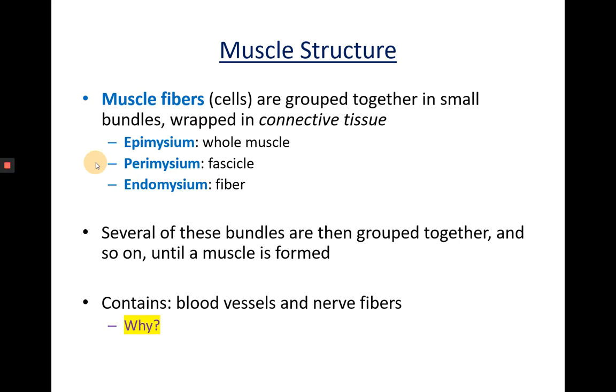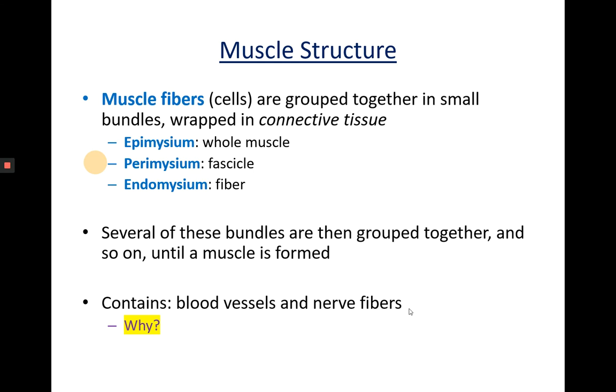All right. Other things that you will notice are that it's also going to contain blood vessels and nerve fibers. And this is going to be really important because if you think about what a muscle does, it needs to contract and relax a lot. So it's going to involve a lot of energy. And why would you need lots of blood vessels if you need energy? I'm going to leave that question for you to think of. And I'm going to bring it up again when we have our collaborate session for you to answer.